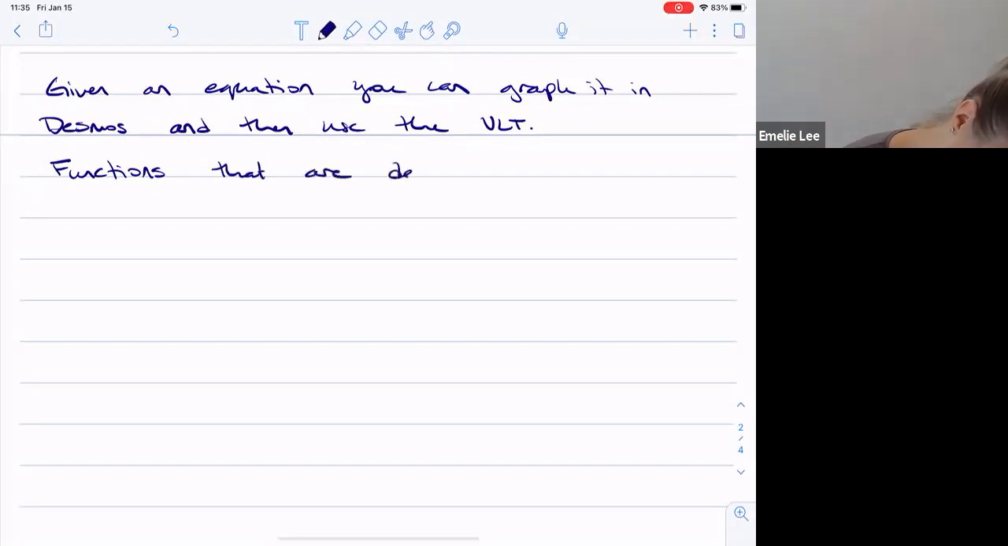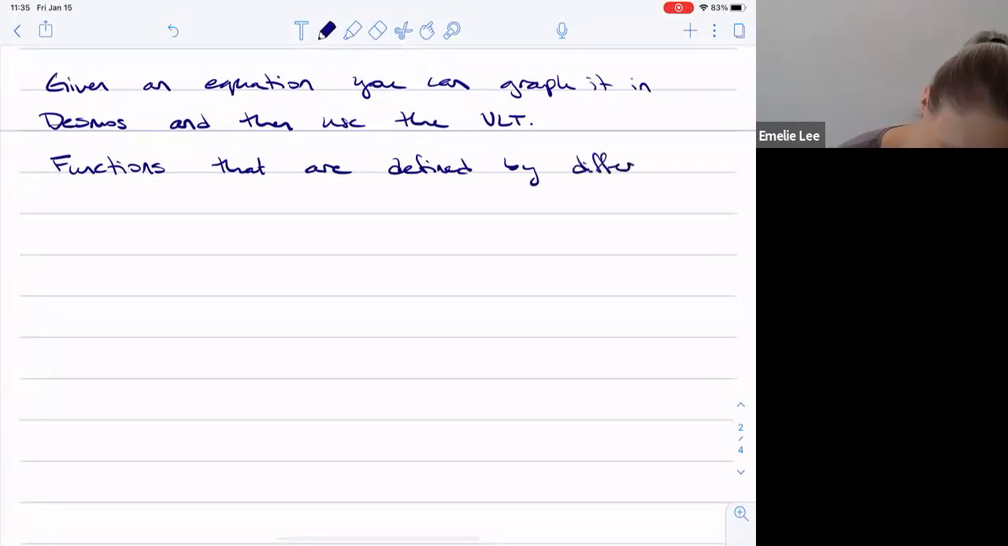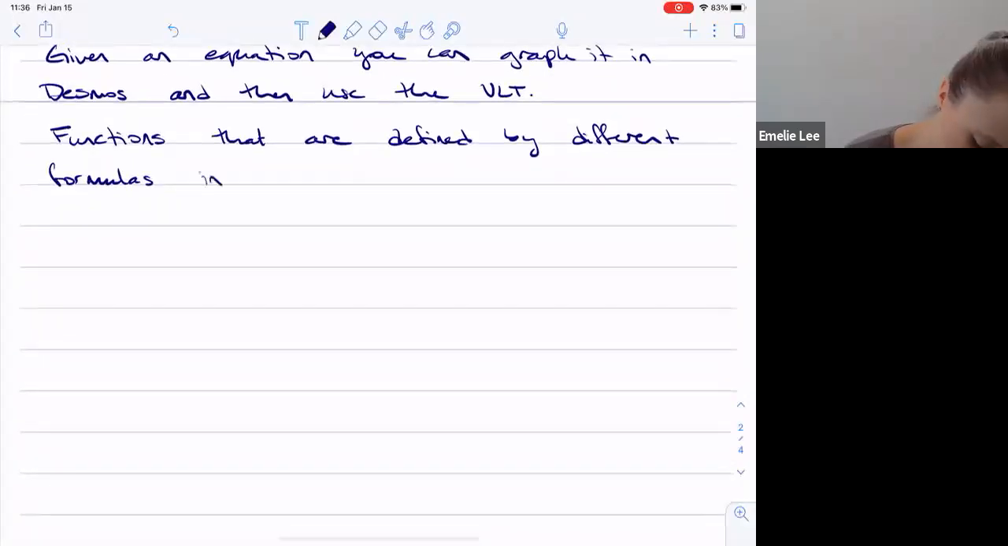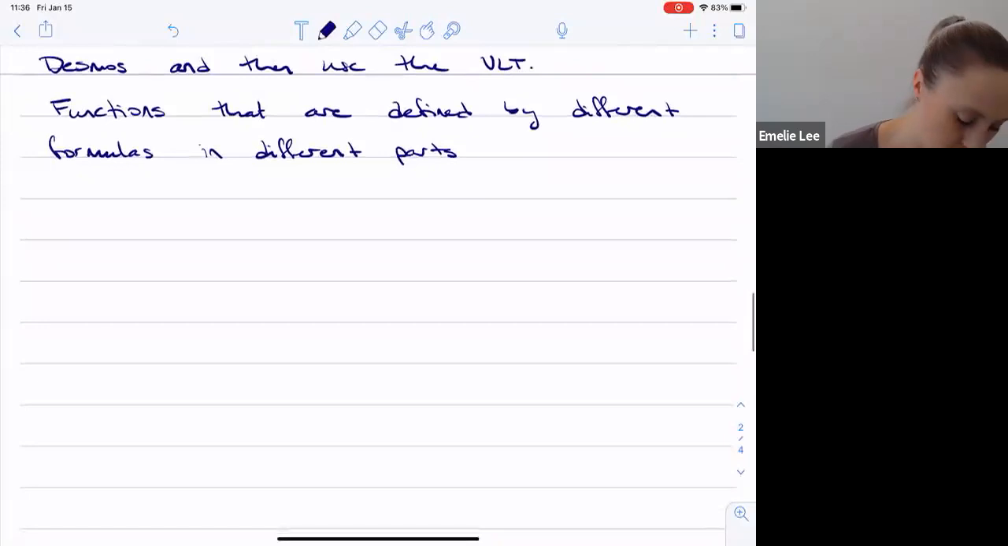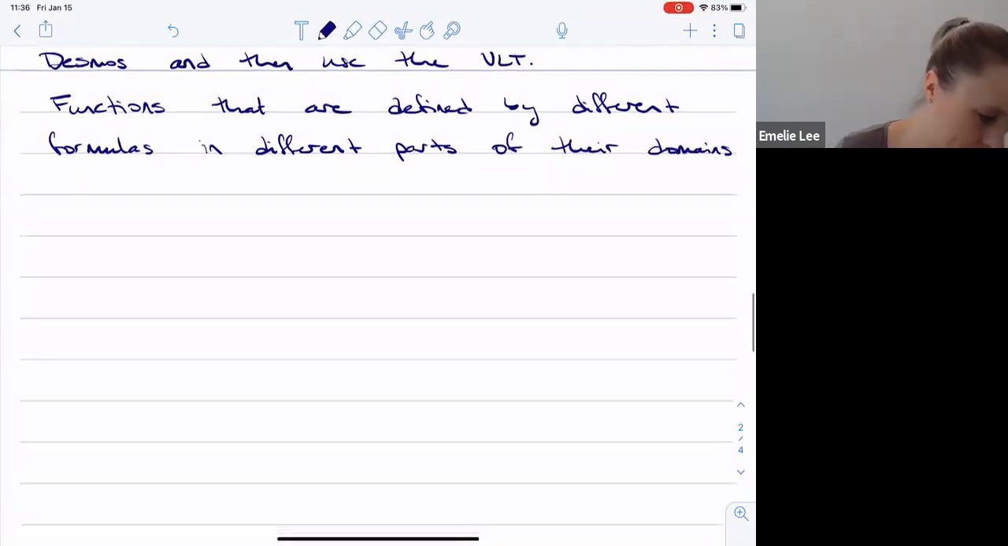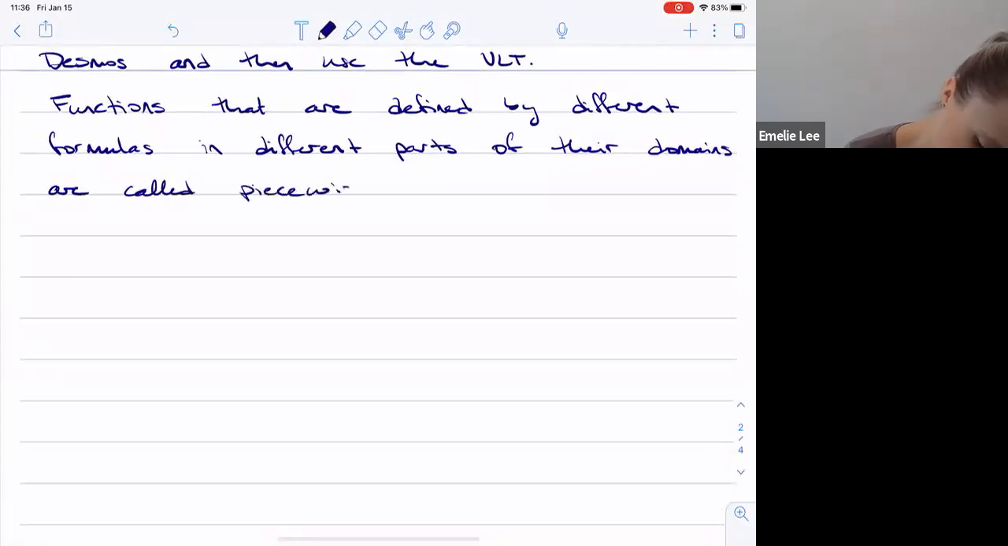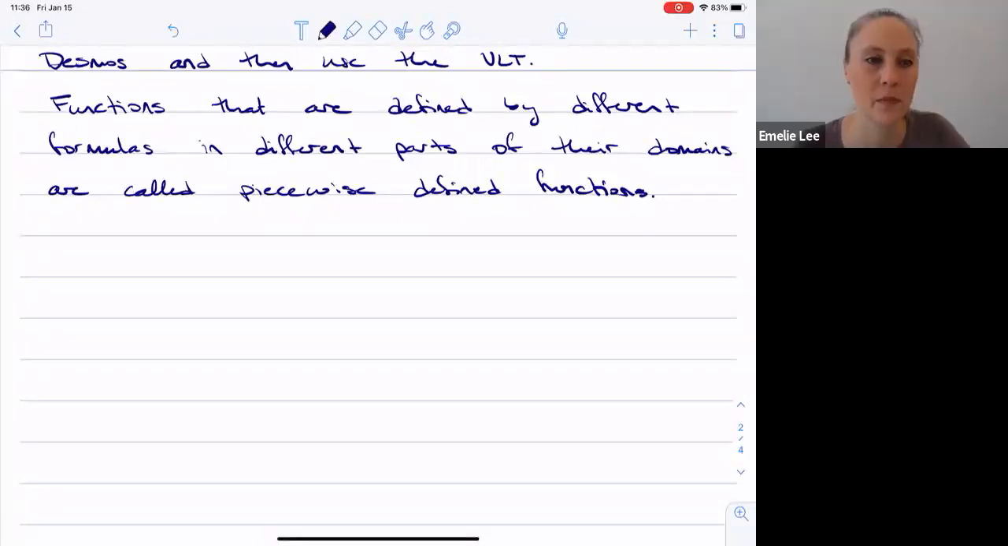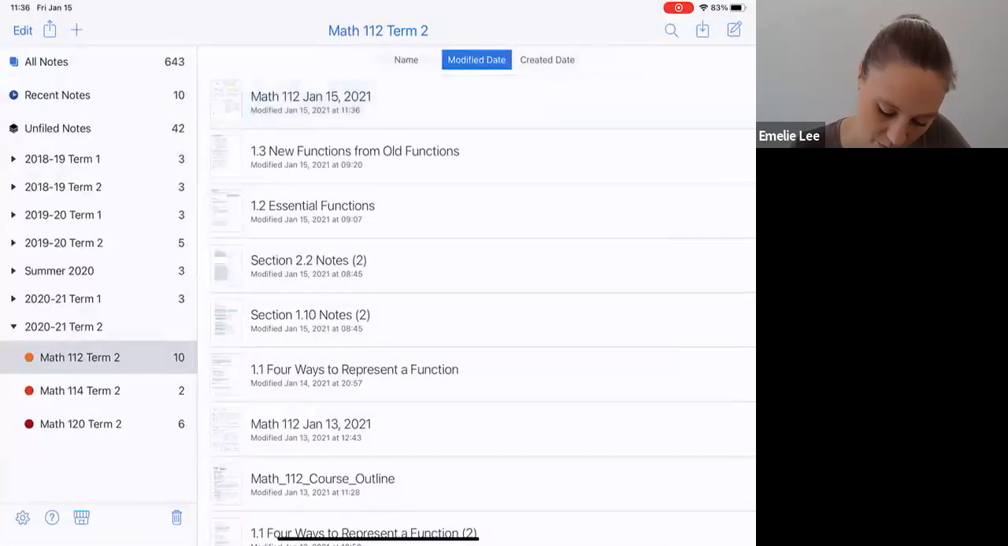Functions that are defined by different formulas in different parts of their domains are called piecewise defined functions. So we'll do an example here.